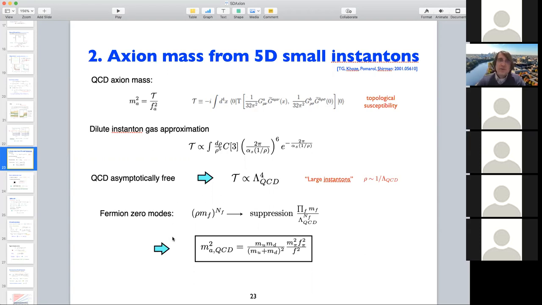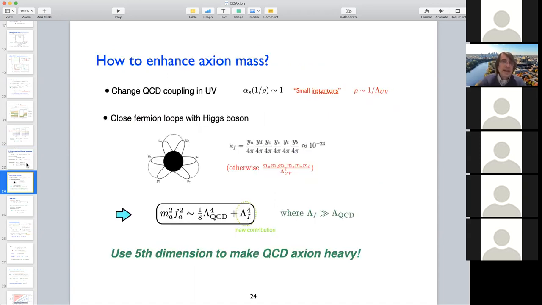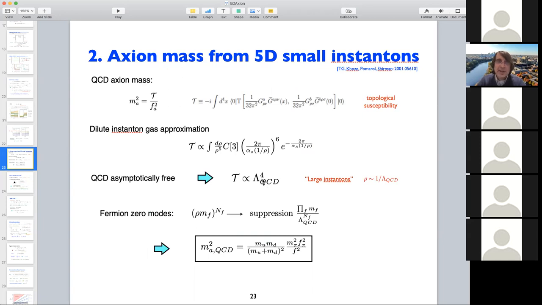Now, there's also a further suppression due to fermions, which is important, but let me not dwell on this. There's a further suppression to this integrand, which is proportional to the fermion mass. So let me just leave it at that. But this is the idea here: the coupling and the size of the instanton is what controls how big this exponential is. But notice that once this is proportional to lambda QCD, the axion mass is fixed. The only freedom you had was in the decay constant.